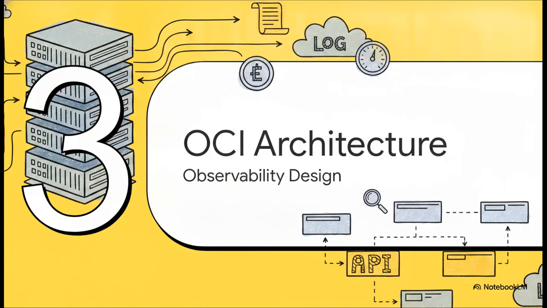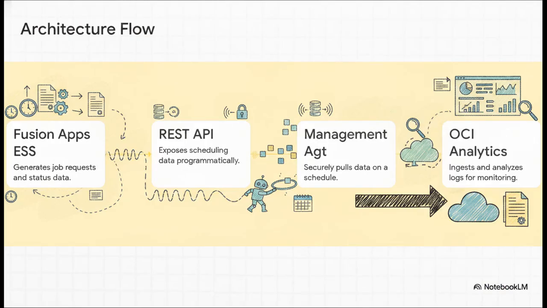Moving on to Section 3, the OCI Observability Architecture. And this brilliantly illustrates how we're actually going to build this out. The data flow of our solution is highly sequential. We start over on the left with the Fusion Ops ESS generating the job requests and statuses. That data is then made available through that new Scheduler REST API endpoint.